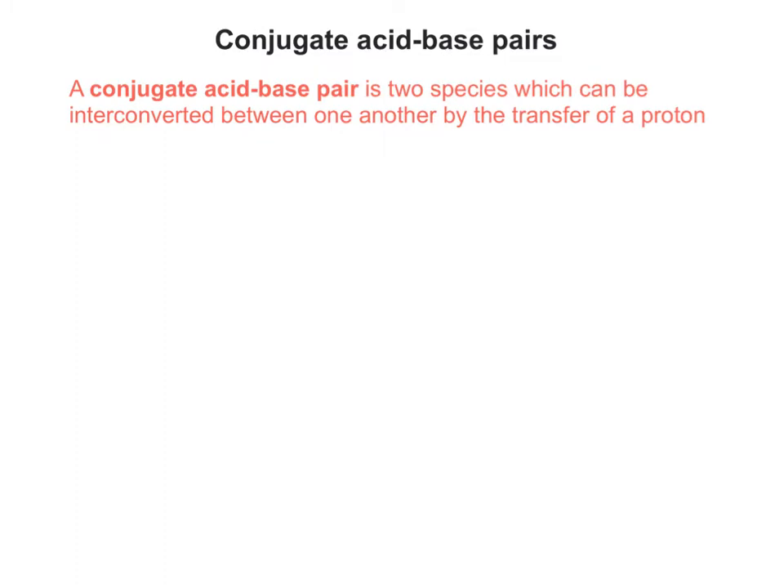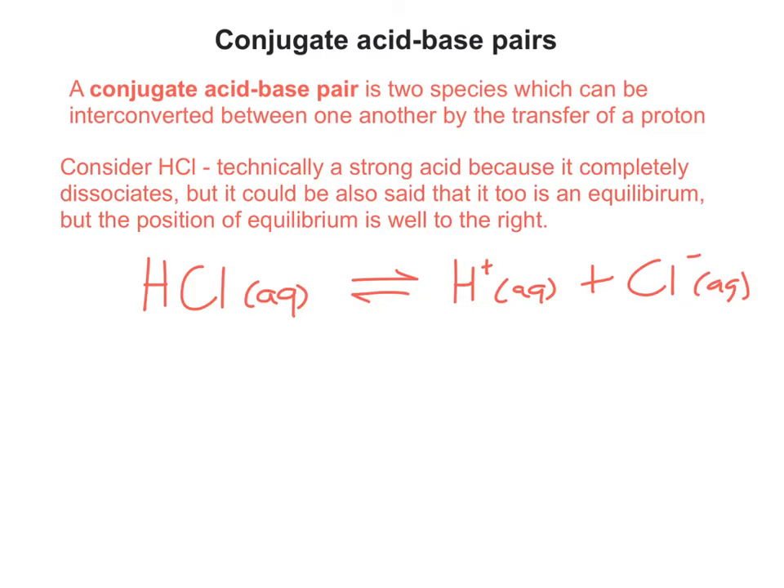A conjugate acid-base pair is basically two species which can be interconverted between each other by the transfer of a proton. So when we've talked about strong acids, we've mentioned the idea that they completely dissociate. You could actually argue that HCl is in an equilibrium, it's just the position of the equilibrium is very much to the right, as opposed to in the middle or to the left.